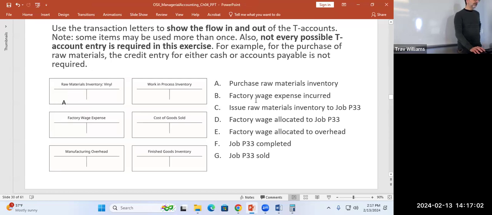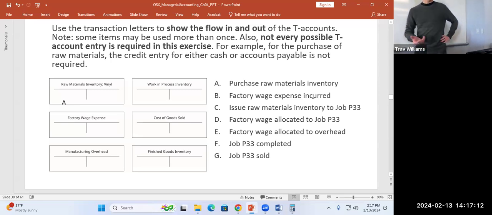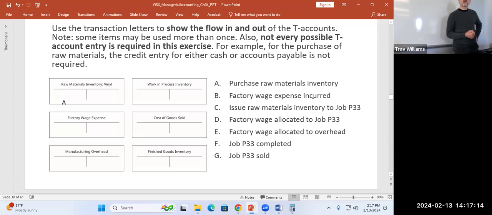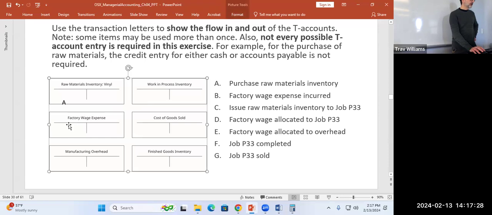Then B, factory wage expense incurred. In other words, it's the end of the payroll period. We calculated how much our factory workers worked. Where would we record that factory wage expense? Factory wage expense. Okay. Would it be a debit or credit? Debit. That's right, because we debit expenses when they go up. Let's see, do I have to? I think every time I have to go to text box. Okay, so B is going to go here.